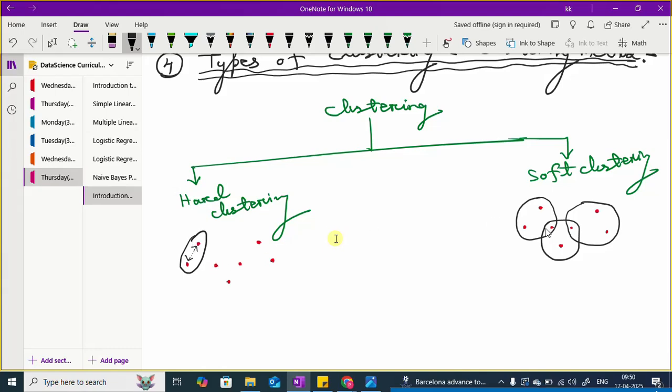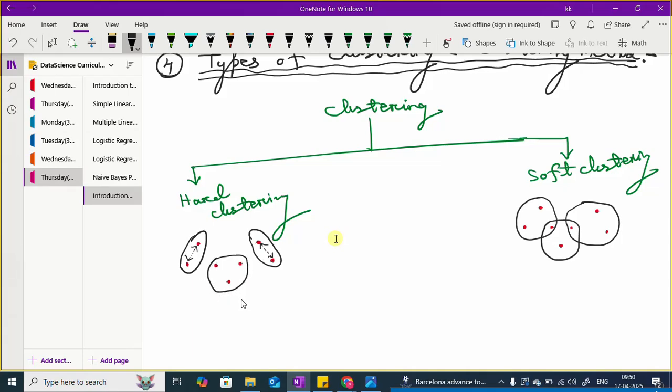That's fine. Similarly, the distance between this data point and this data point is smaller than the distance between this data point and this data point, or this data point and this data point. Obviously, these are too far away. So I will make it one cluster. Okay, fantastic. Now I can say the distance between this data point and this data point, and this data point and this data point, is the same. So I'll make it one cluster.